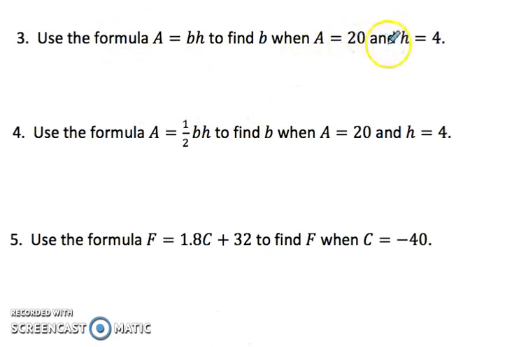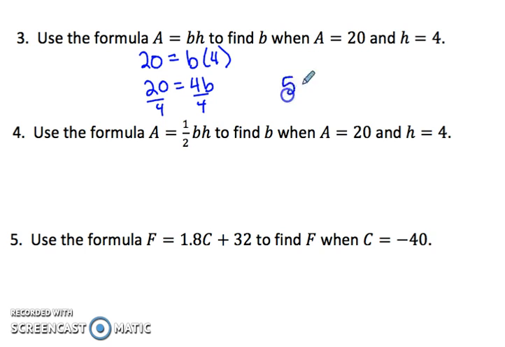So in this first one, we have A is 20 and H is 4, so I'm going to plug those in. So I get 20 for A. I don't know B, and I know that H is 4, so I have really B times 4. If you wanted to rewrite that, you could. You don't have to, but B times 4 really is 4B. So we're trying to get B by itself. That means we need to divide both sides by 4. And so I get that 5 is equal to B.